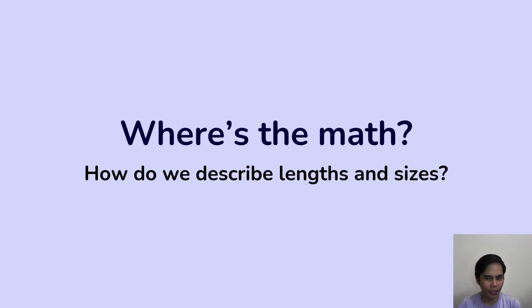So where's the math here? Sir, you said there's math in physics. How do we describe the lengths and the sizes of all of these things? What if my ruler sucks? Well, there's, of course, mathematical equations. There's 2 of them, actually. So we're going to get into the mathematical part of reflection.